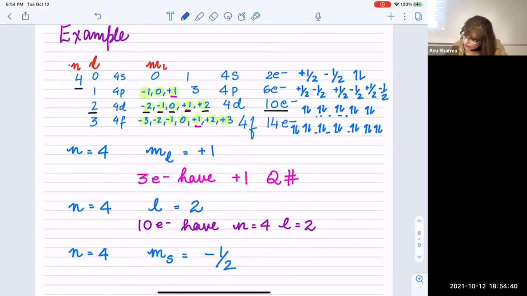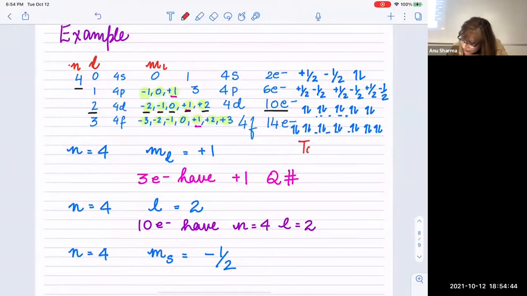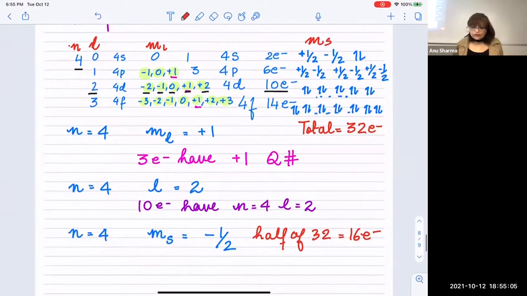Very good. So the total electrons we had here were 32 electrons. Total was 32 electrons, but they are plus half and minus half. So the ms, half of them would have minus half. Half of 32, that is 16 electrons will have the minus half, or would be moving counterclockwise.